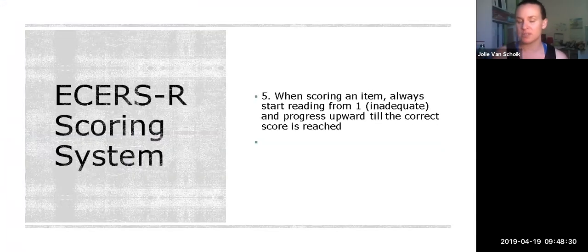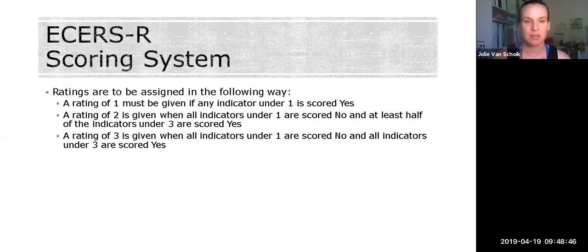Always start reading from 1. So from that inadequate where I was talking about, like, this is not great, chipping paint, bad walls, all the way until you get to 7, excellent. And then in each one, you're going to rate yes or no, and that's going to play into how you score it overall. So ratings typically are assigned in the following way, and all of these instructions that I have as far as the scoring system are also in the front part of it in the instructions for using the ECERS, which are on page 5. So if you have your booklet with you in the observation, you have the instructions, and you can always go back to this if you need help in scoring.